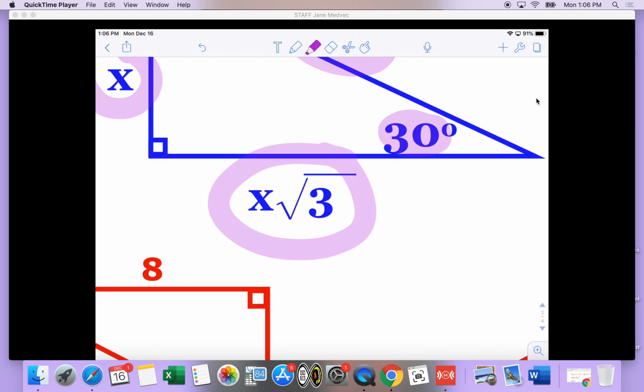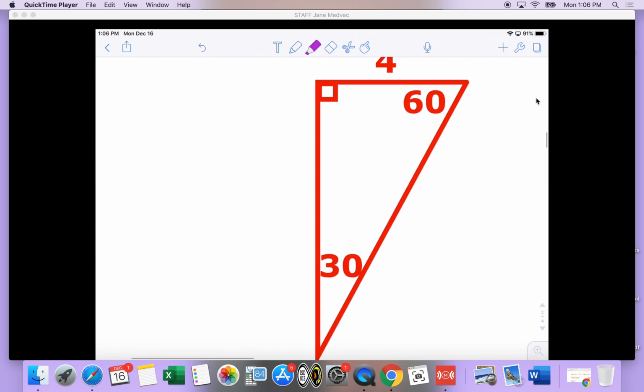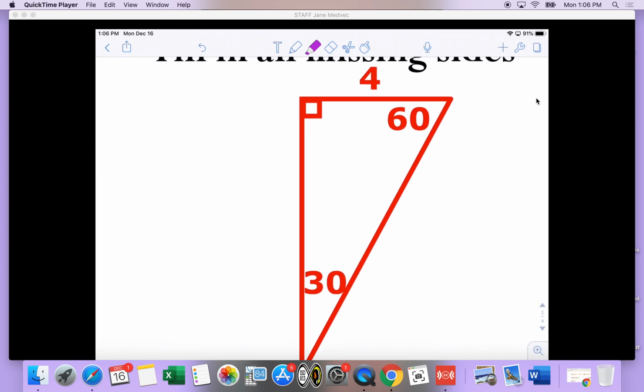Now what we're going to do is let's take a look at some problems. Now, like the 45, 45, 90s that we've done in the past, I want you to write the formulas inside the triangles. It is so helpful when you do that. So I'm going to grab my 30-degree angle. Here it is right here. And so I know the side opposite to that is x. I know that my hypotenuse is 2x. And I know that other side then would be x root 3.